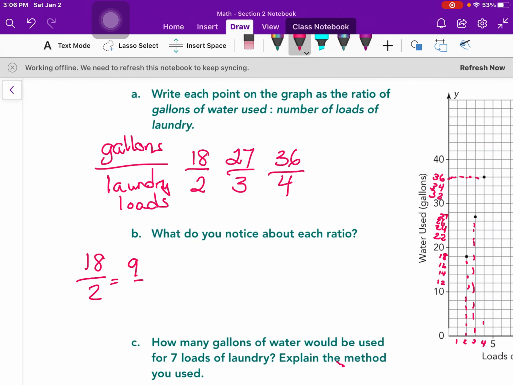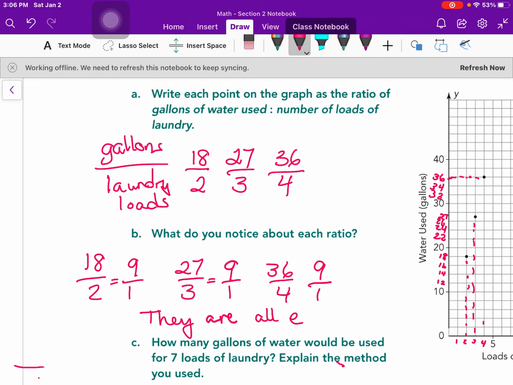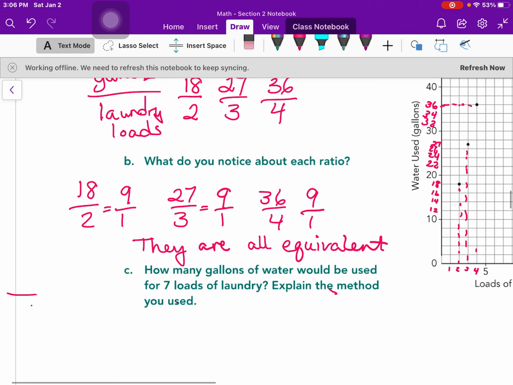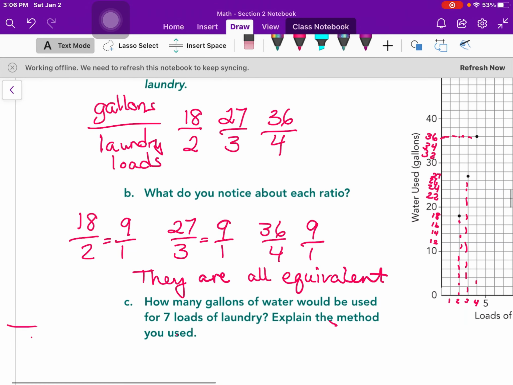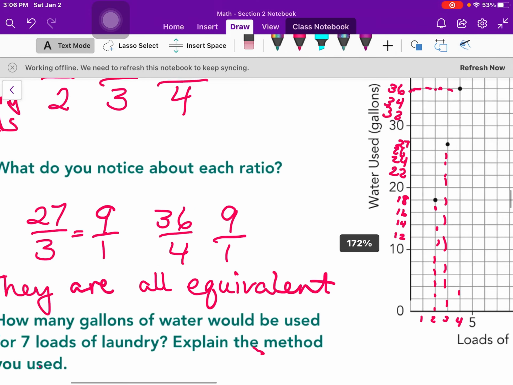18 divided by 2 is 9 to 1. 27 divided by 3 is 9 to 1. And 36 divided by 4 is 9 to 1. Okay, so again, they are all equivalent. That's what I notice. How many gallons of water would be used for 7 loads of laundry, and explain the method that you used?